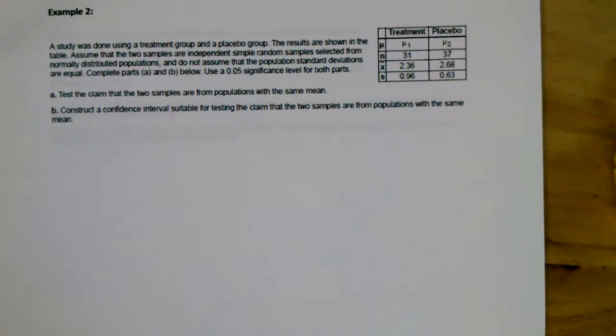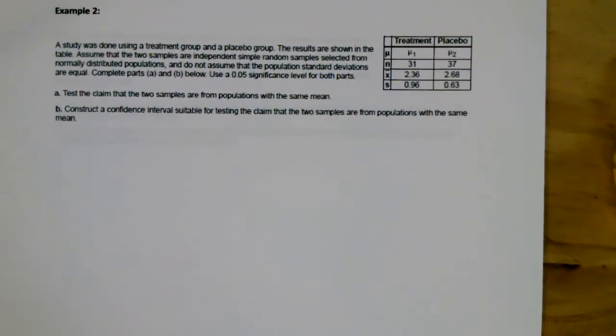A study was done using a treatment group and a placebo group. The results are shown in the table. Assume that the 2 samples are independent simple random samples selected from normally distributed populations, and do not assume that the population standard deviations are equal. Complete parts A and B below. Use a 0.05 significance level for both parts.